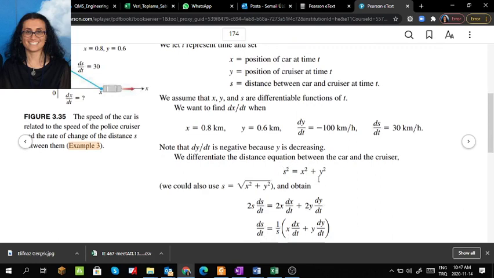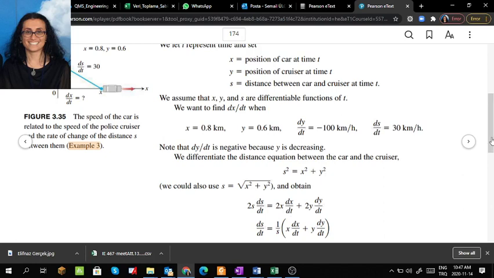We are going to take the derivative of both sides with respect to time, and we are going to use the chain rule again. The derivative of s squared is 2s ds/dt, and the derivative of x squared with respect to time is 2x dx/dt. The derivative of y squared with respect to time is 2y dy/dt.